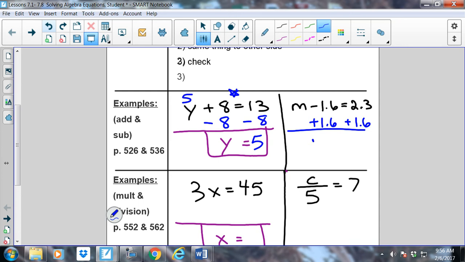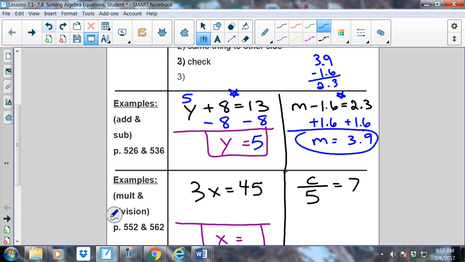What's left on the left? Just the m, because negative 1.6 plus 1.6 is 0. It's gone. And then you set yourself up with a nice little equation here. m equals 3.9. And you would want to go back in, substitute: 3.9 minus 1.6. Does that equal 2.3? Yes, it does. Check yourself.